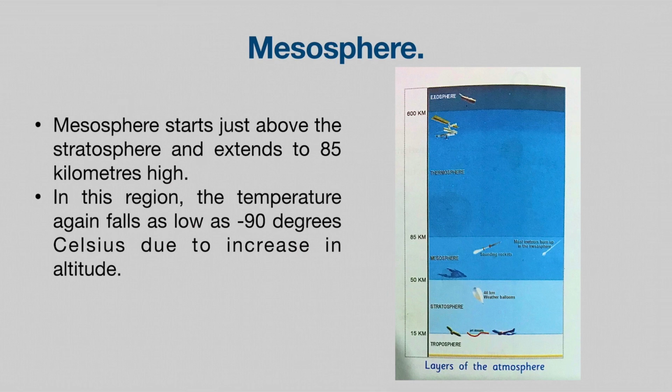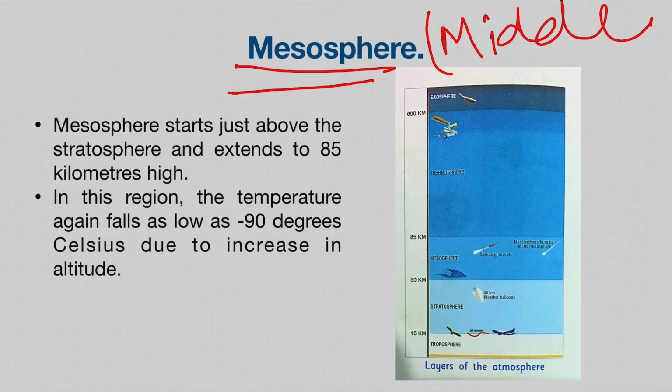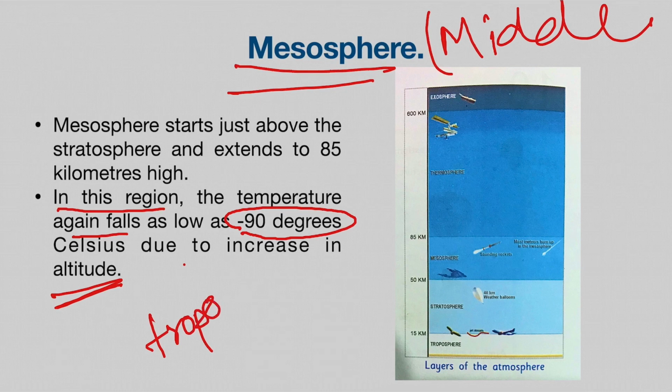So after the stratosphere, next we have the mesosphere. The mesosphere is the middle layer, right? In the mesosphere the temperature again falls down, okay. Here you look, in this region the temperature again falls as low as minus 90 degrees Celsius due to the increase of altitude. That means the characteristic of the mesosphere is almost similar to the troposphere, the first layer.